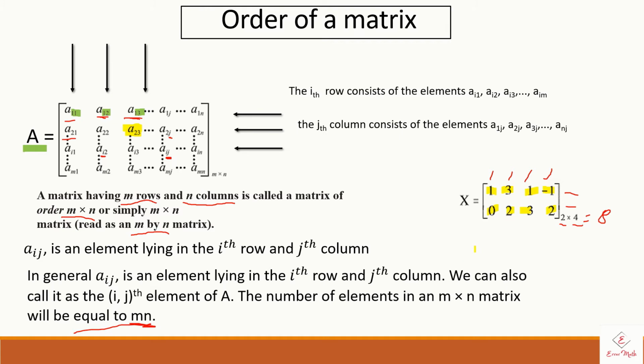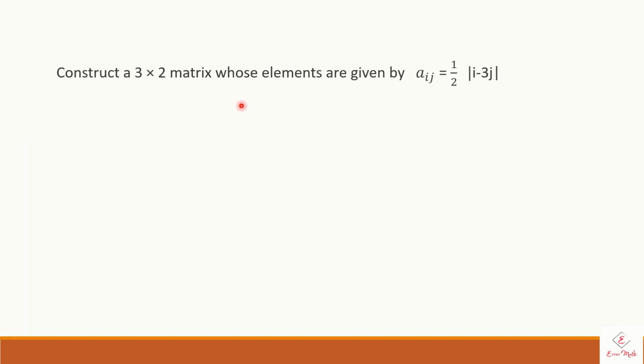तो हम elements को represent आगे ऐसे ही करेंगे, A11, A12 उसकी position जानने के लिए। तो pause the video to note this down. इस पे हम लोग एक sum solve करते हैं to understand it better. So the question is to construct a 3x2 matrix whose elements are given by aij is equal to 1/2 mod of i minus 3j. तो अब यहाँ पे हमें एक matrix construct करना है जिसका order है 3 by 2, means 3 rows and 2 columns, and इसके element का equation है aij is equal to half into mod i minus 3j.